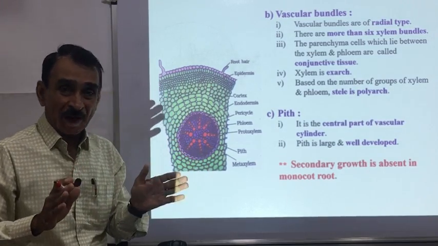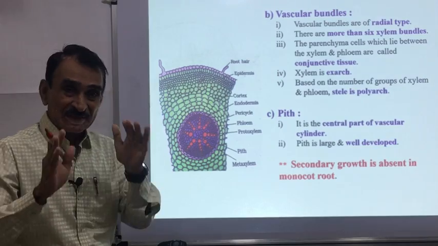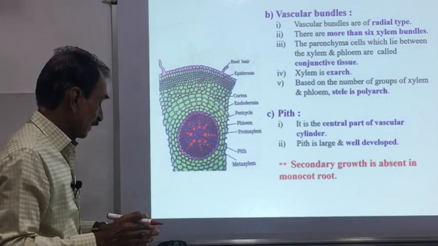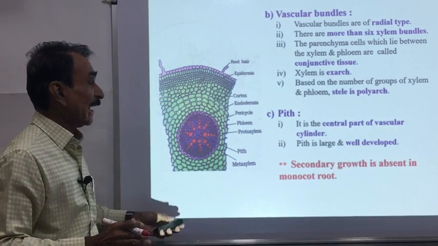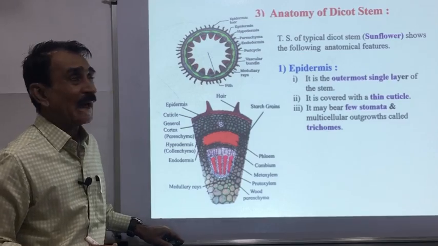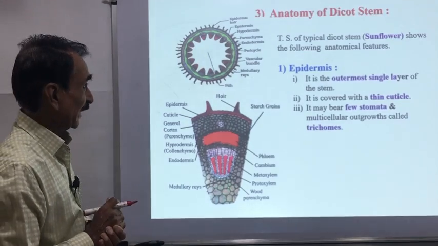Secondary growth is absent in case of monocot root. Secondary growth is present in case of dicot root, but it is absent in case of monocot root. This is the anatomy of dicot and monocot root. Now we shall proceed toward the anatomy of dicot stem.